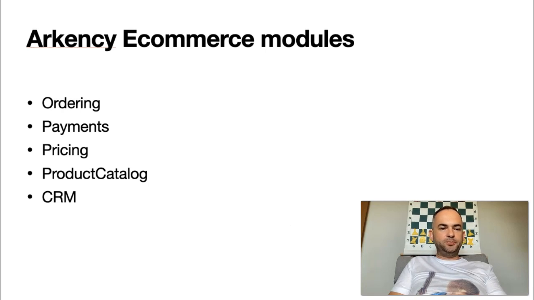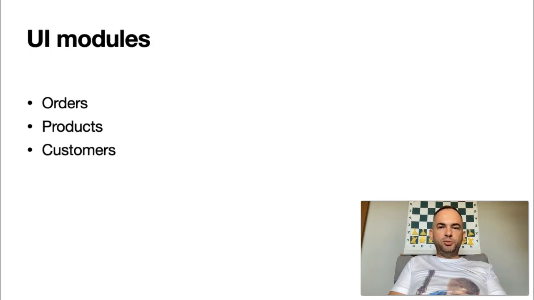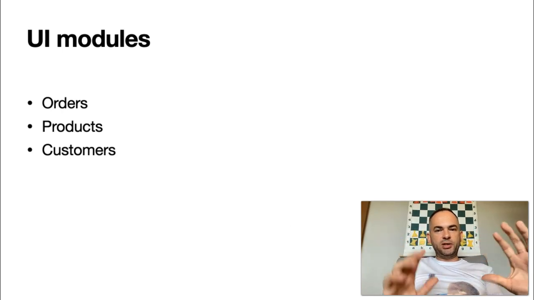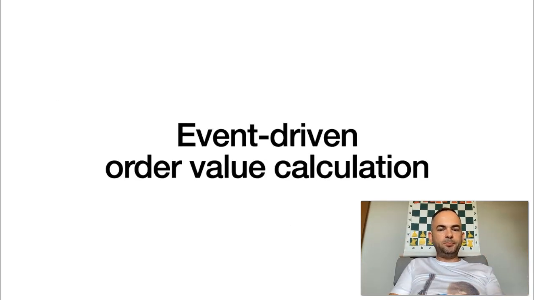That's very obvious. There are also so-called UI modules. We have 3 of them right now. Those are orders, products, and customers, like the 3 different things that we display on the UI. Let me show you how the total value of the order is calculated using event-driven architecture here.